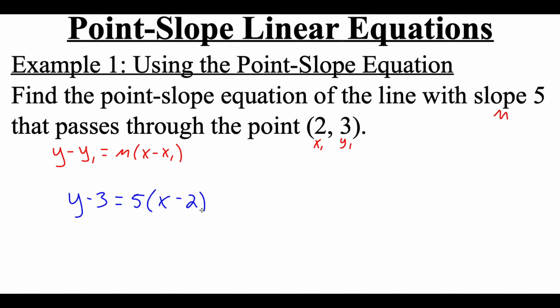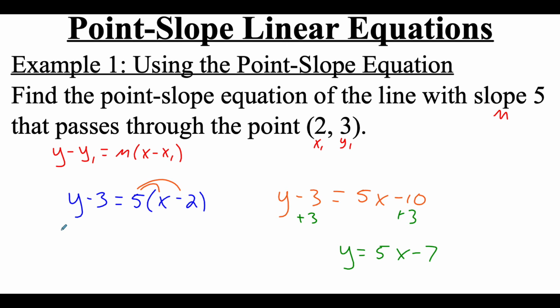Now I'm going to take this and rearrange it to put it in slope-intercept y equals mx plus b form. So what I'm going to do is distribute that 5 on the right-hand side. So we'll have y minus 3 is equal to 5x minus 10. And then if I want to get rid of that minus 3, I'm going to have to add 3 over to the other side. So we're going to end up with the slope-intercept equation y equals 5x minus 7.